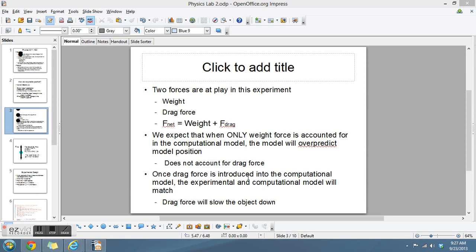We expect that when only weight force is accounted for in the computational model, the model will overpredict position. Once the drag force is introduced into the computational model, the experimental model and computational model will match better because the drag force will slow the object down.